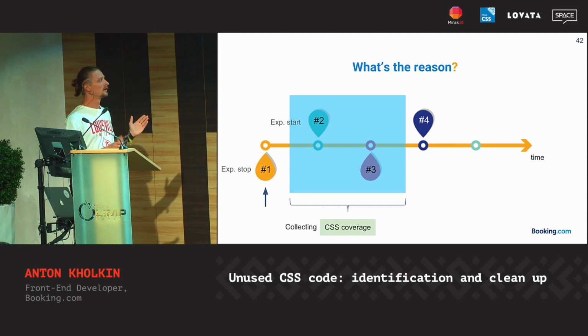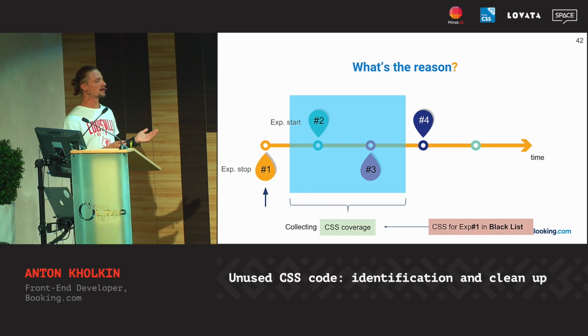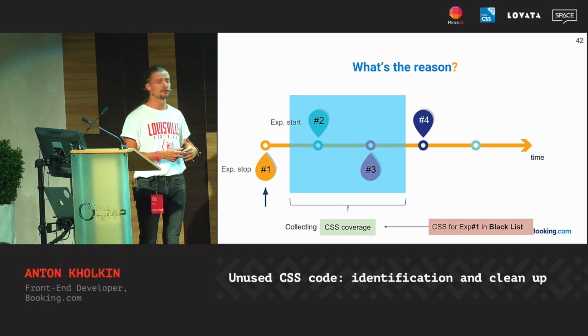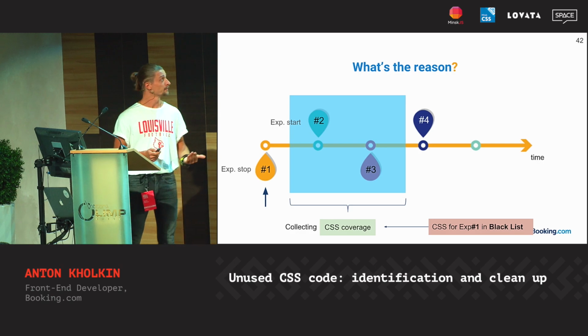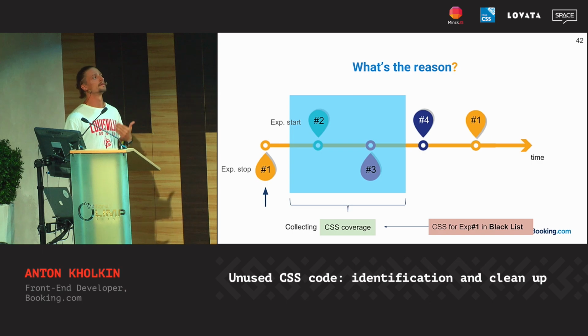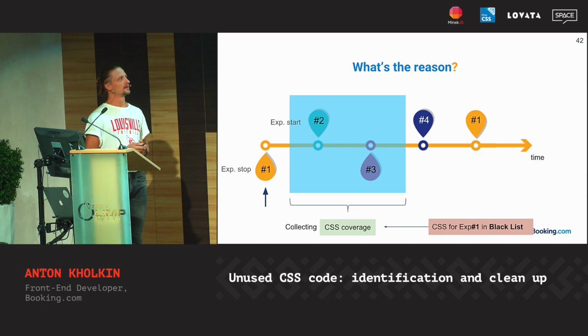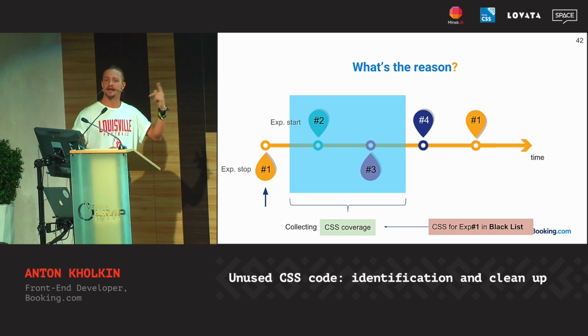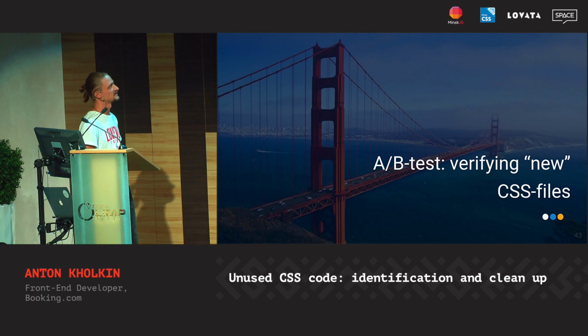But during the coverage, of course, the selectors which were responsible for the experiment one feature were identified as unused, which is fair enough, right? Because it was stopped. But then the owner of the experiment started it again, and there was no CSS anymore because it was kind of blacklisted by the coverage data. And that's exactly what happened on the previous screen. So that label was degraded because some experiment was restarted after we got the data.